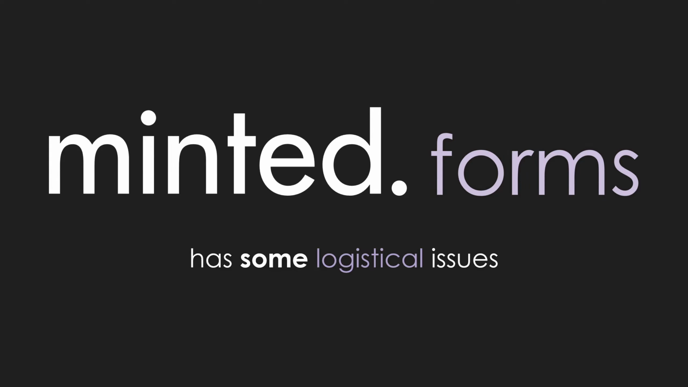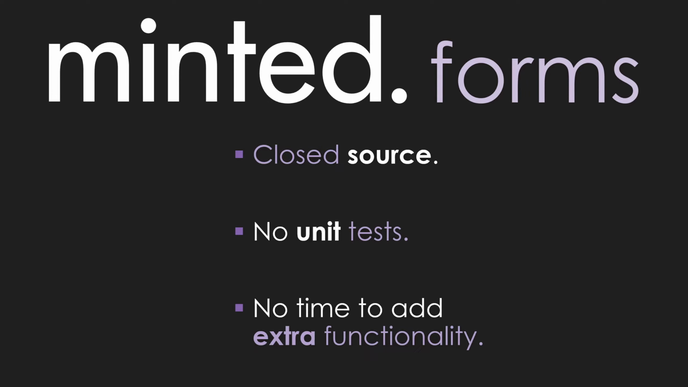Minted Forms had some logistical issues. It was built specifically for the forms at Minted. It was closed source, it didn't have any unit tests, and there was no time to add extra functionality. I wanted to add a bunch of stuff to it, and I didn't really have time to allocate at the company to do that because it's designed for Minted. So even if we wanted to open source it, how am I going to maintain this? I have to do it on my own time. But all the code is in Minted.